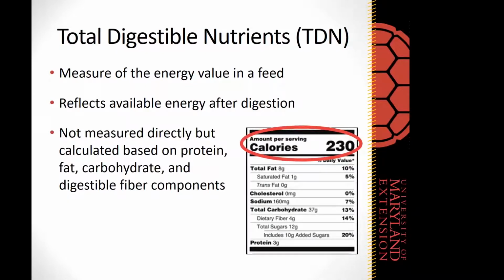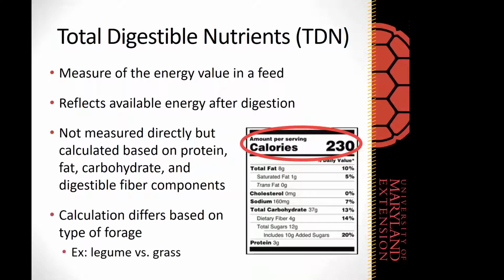This one is also not measured directly, but it's done based on a whole bunch of calculations based on the energy that might be available from protein, fat, carbohydrate, and digestible fiber. So that brings in the non-structural and structural carbohydrates. So they do a bunch of calculations, measure all those other components, and then calculate the energy based on that.